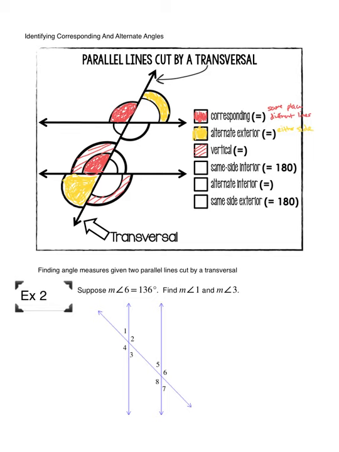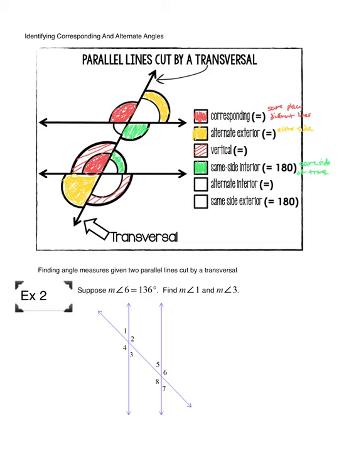Now, same side interior angles are interesting. Think about what the words are. Same side means they are on the same side of the transversal. They are not necessarily congruent, but they do add up to 180. We can also say they are supplementary because they add up to 180. So those two are supplementary.